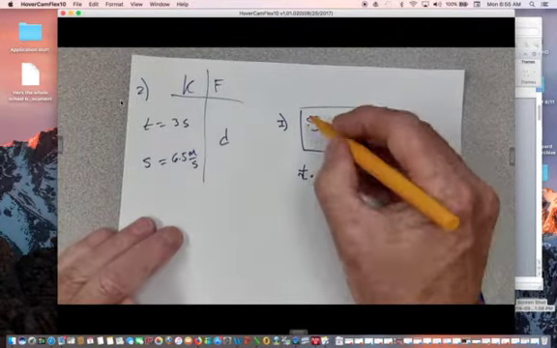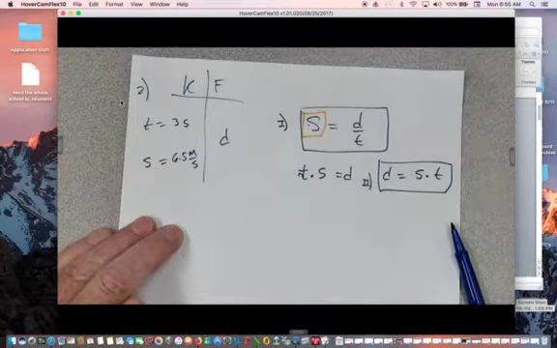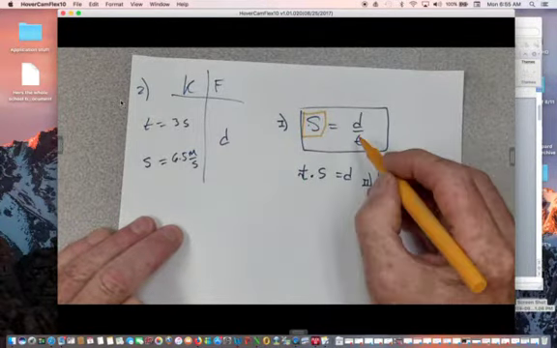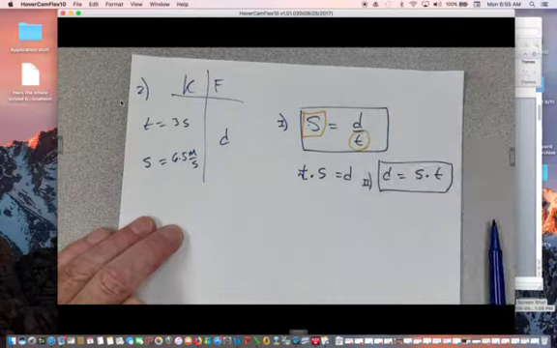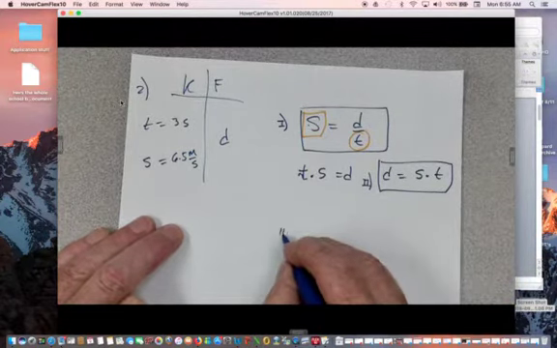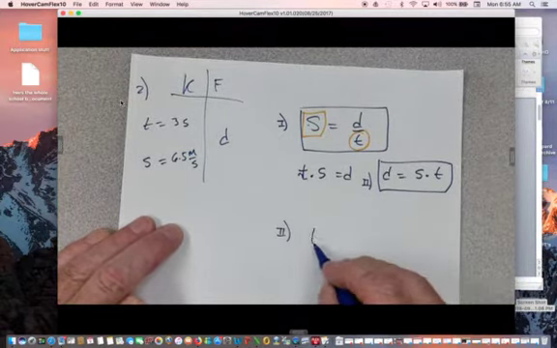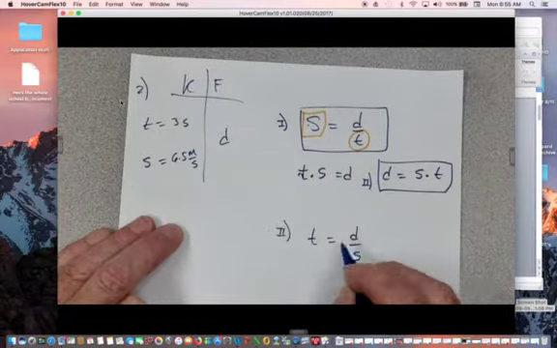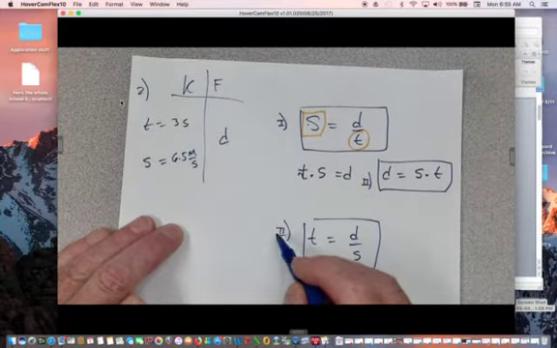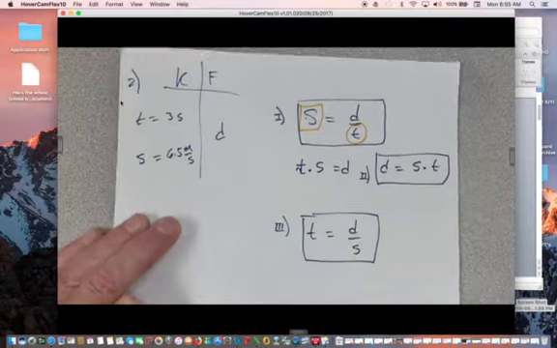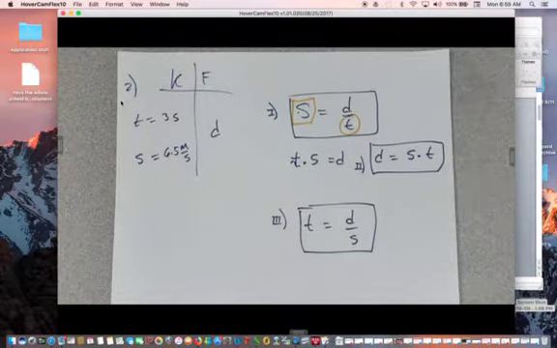So I'm going to put the T where the box is, and the S where the circle is. Version 3 would say time is distance over speed. So you need to know all three of those versions and how to handle them. Remember, it's distance over speed.